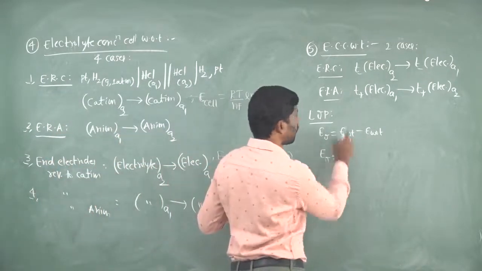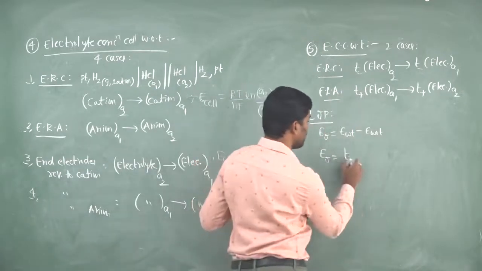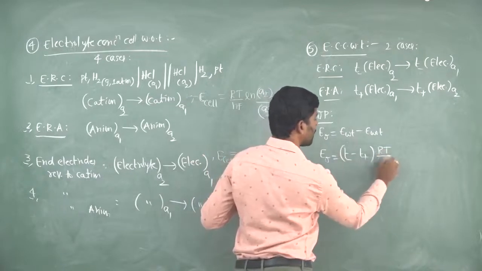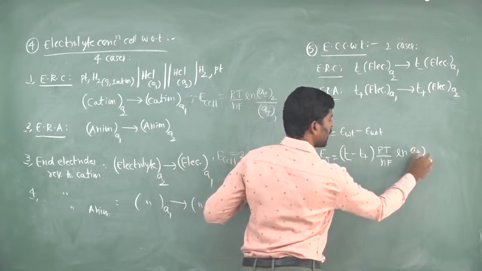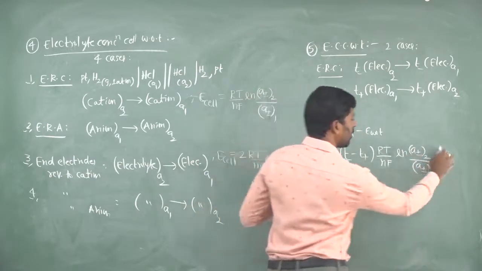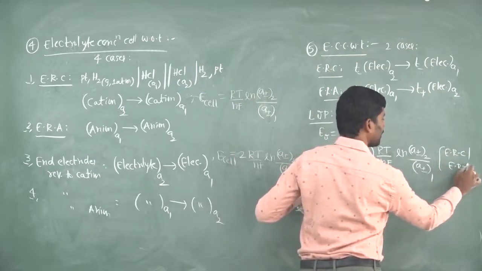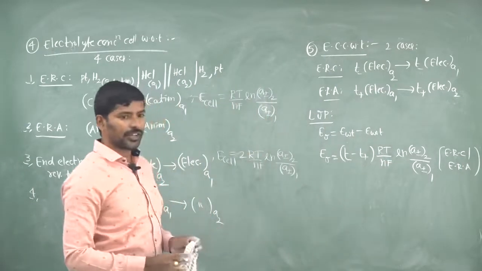We have the same expression whether the electrode is reversible to cation or reversible to anion, that is (T minus minus T plus) into RT by NF ln A plus or minus 2 by A plus or minus 1. This is the common expression we have whether the electrode is reversible to cation or anion. Same expression for liquid junction potential.